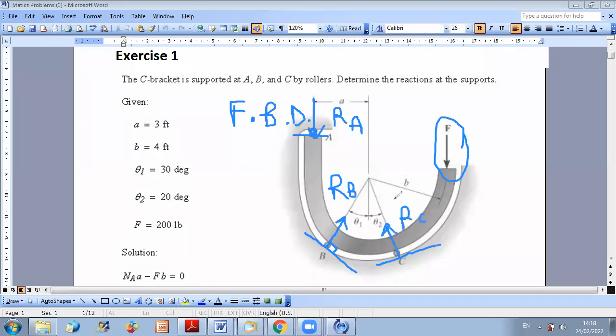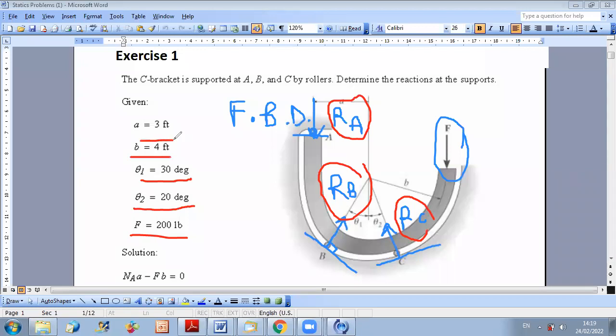So in total, I have in this problem 3 unknowns. Okay, my unknowns are reaction at A, reaction at B, and reaction at C. All other parameters are given. I have the magnitude of the force F. I have the angles θ1, θ2 that will help me in case I need, for example, to project my forces, RB and RC. And I have the dimensions A and B for distances. Okay, so now I have to write 3 equations that will allow me to solve for my unknowns.